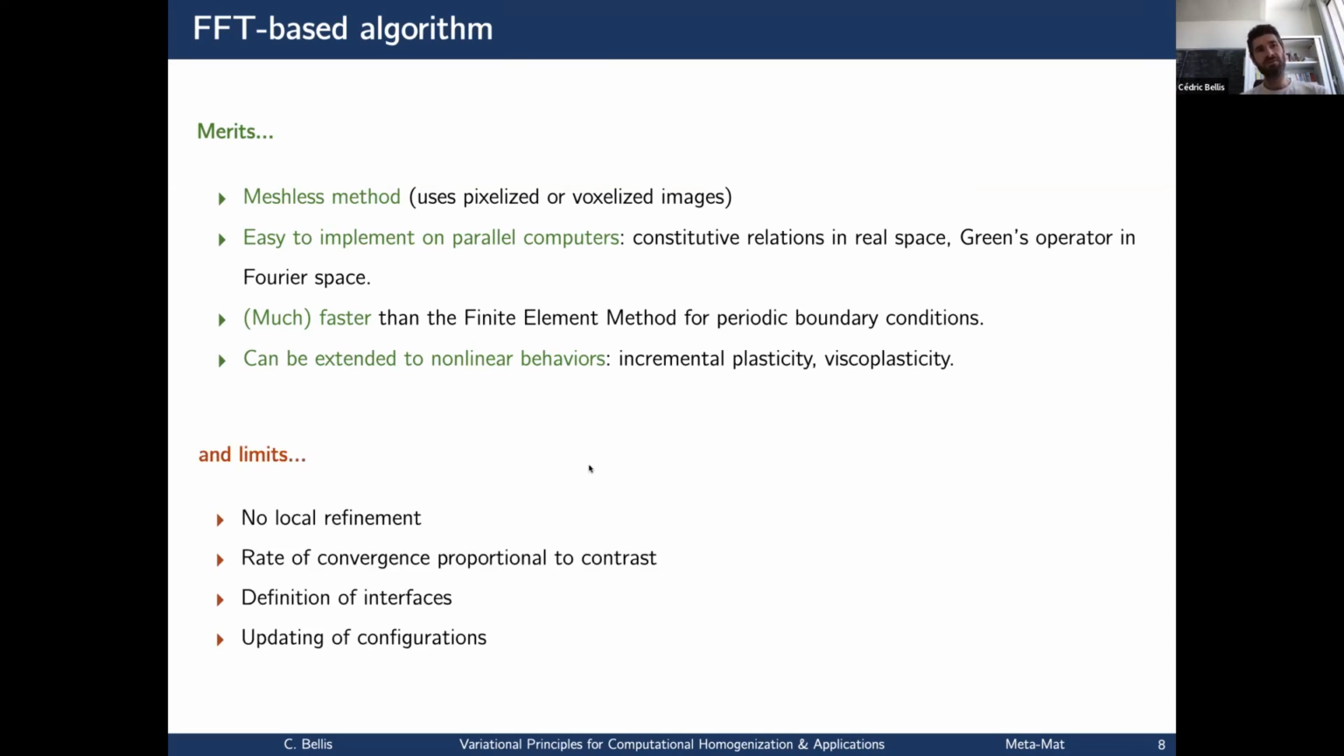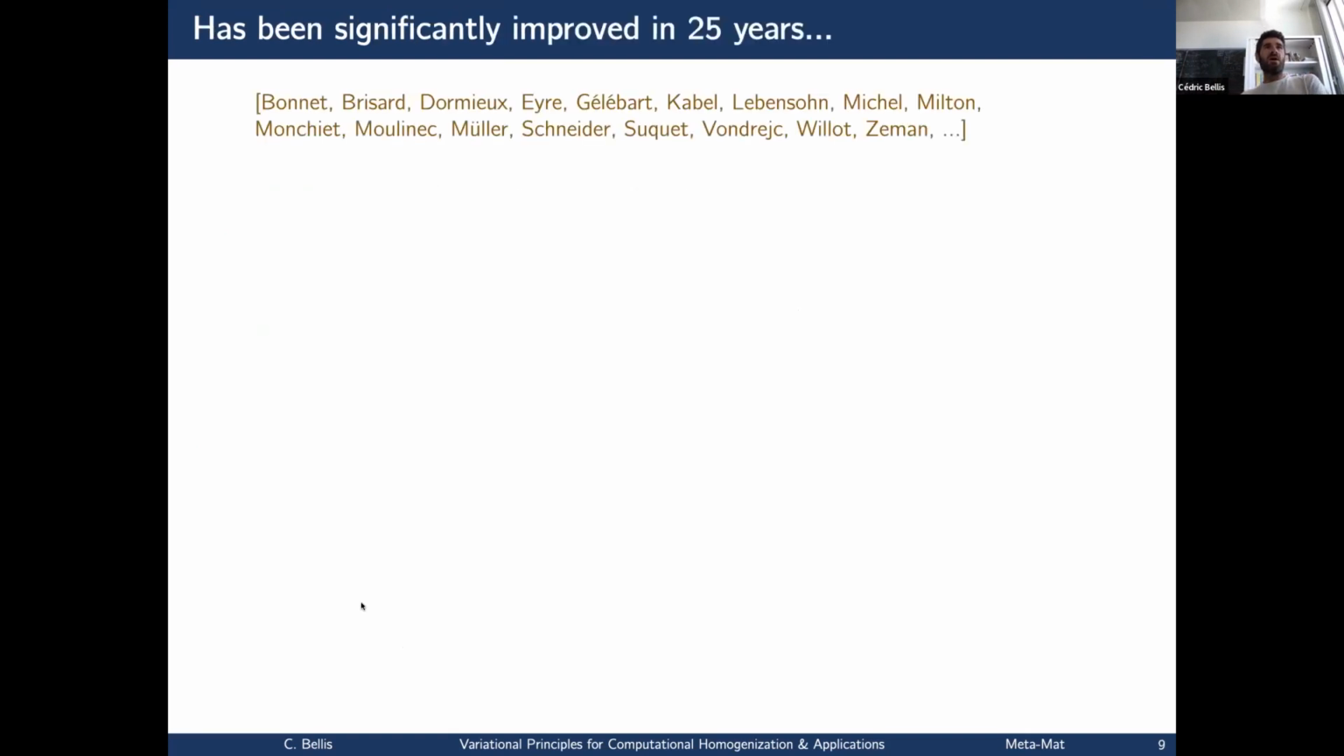However, it has a number of limits. We cannot do local refinement because we have a uniform grid. There is a rate of convergence proportional to the contrast. Typically, the reference medium that we have introduced controls the rate of convergence, but in any case, we can find a reference medium such that the algorithm is convergent. And we have some issues dealing with interfaces and discontinuities. However, despite all of this, the method has been successfully applied since the 90s and improved over the years.